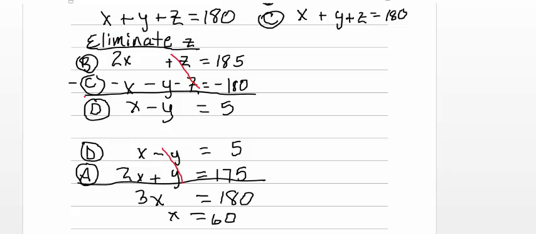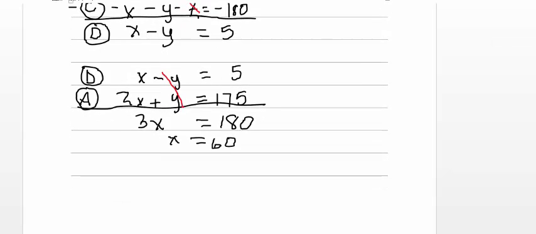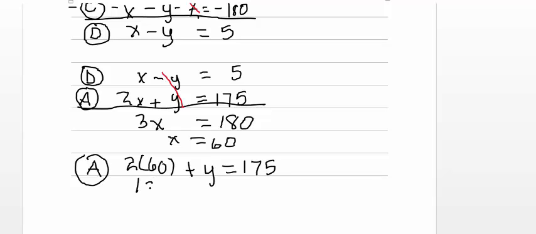And now I can find y. I'm going to use equation A to find y, because 2x plus y is 175. So 2 times 60 plus y is 175. 120 plus y is 175. If I subtract 120 from both sides, I find out that y is 55.